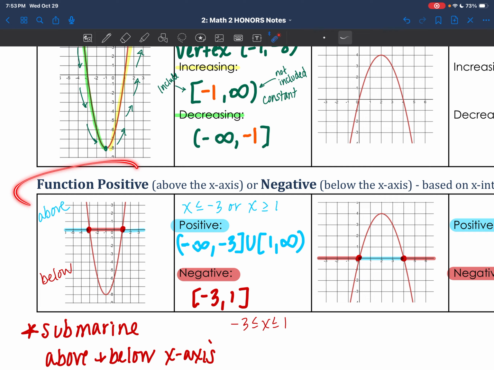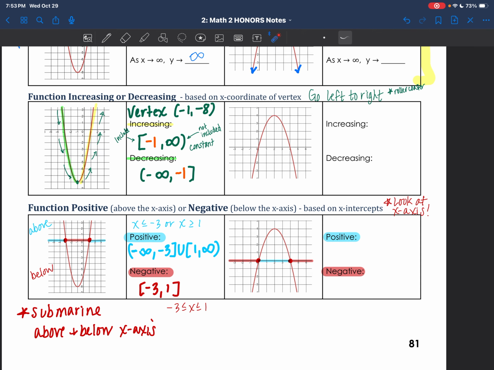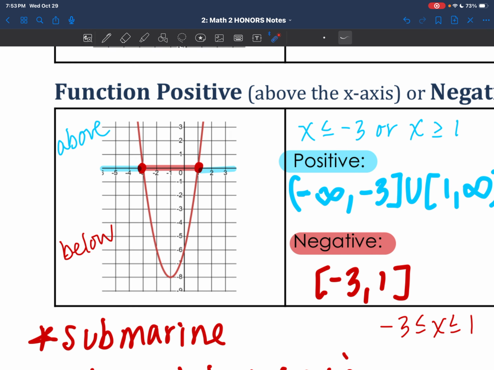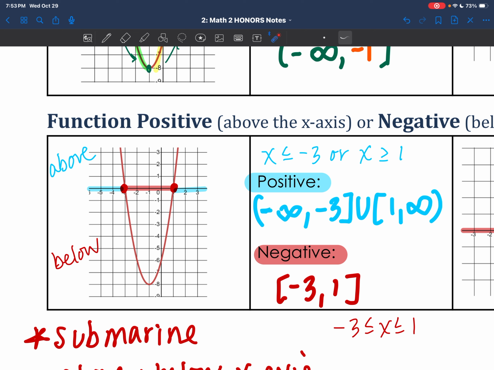And then next we're going to determine if it's positive or negative. Here you're going to look at the x-axis and think of this as a submarine. You're looking at what's above and what's below the x-axis. Positive means it's above the x-axis. In this case, this part and this part of your parabola is above, and the part that's below is that part of your parabola.